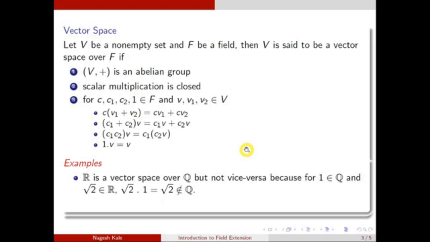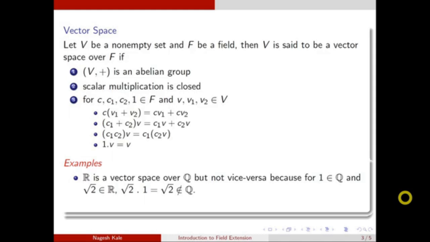So let me give you an example. Real numbers is a vector space over rational numbers, but rational numbers is not a vector space over real numbers, because as I said in the previous discussion, scalar multiplication should be closed, but in the vice versa case scalar multiplication is not closed. If I take 1 as an element from Q and if I take root 2 as an element from real numbers, then the multiplication of these two numbers does not belong to Q again.